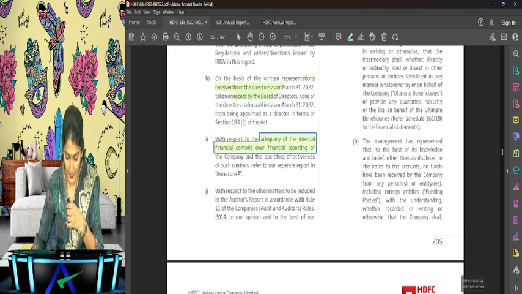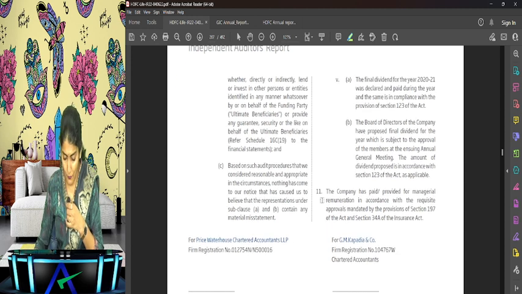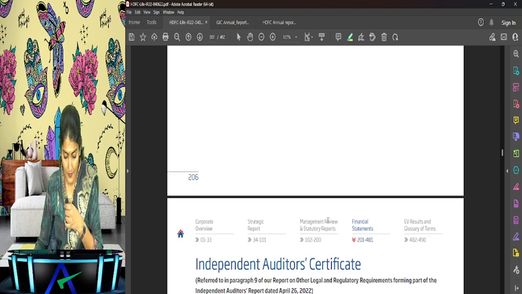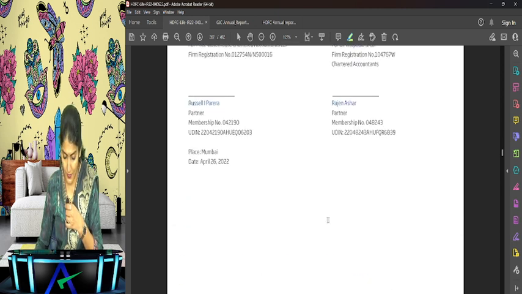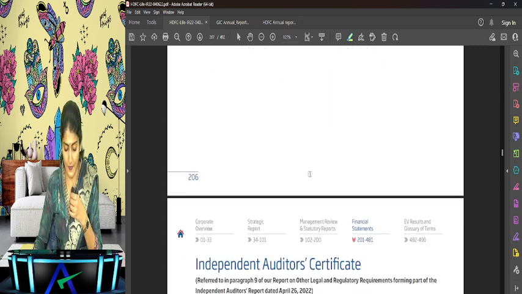Yes. And then in addition to that, if you look at the report further, the company has paid managerial remuneration, that is fine. Then again, do they have the auditors over here? Two auditors, Russell Pereira and Rajan Asher, so Price Waterhouse Coopers and GM Kapadia and Company, because it mandates a joint audit.